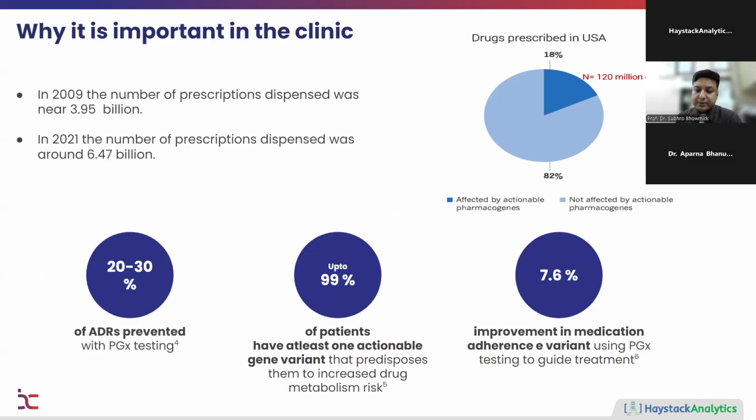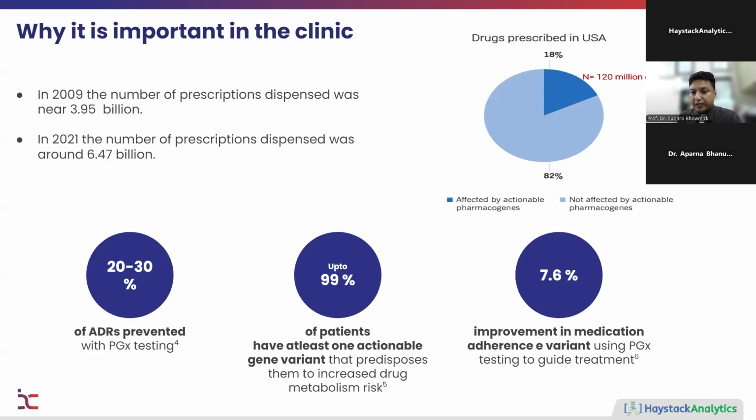And there is a 7.6% improvement in medication adherence using pharmacogenomics as a guide to treatment. So there is improvement in patient adherence, because for chronic diseases like diabetes, hypertension, and hypercholesterolemia, if the genetic variation predisposes to ADRs, there'll be a high incidence of dropout of patients while they are in your clinic. And you can prevent it by using simple pharmacogenomic testing.